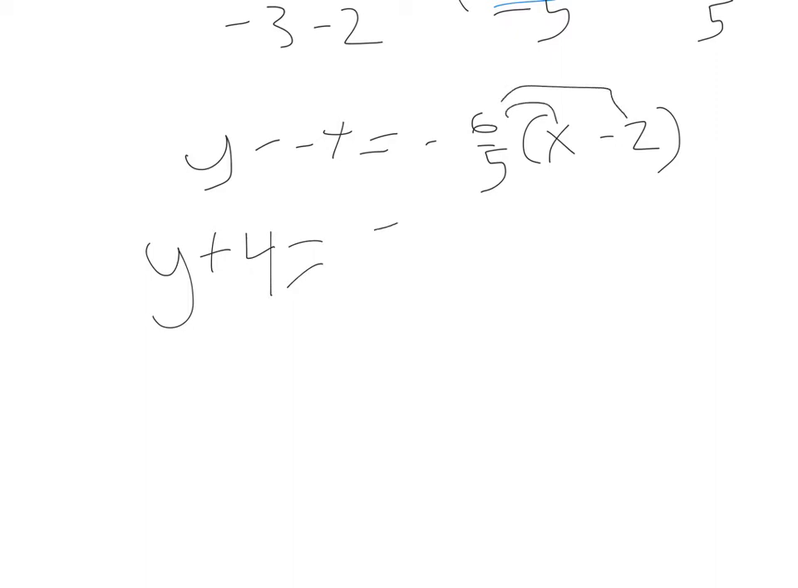If we distribute, we have negative 6 over 5 times x, and then negative 6/5 times negative 2. Since we have a negative times a negative, that would turn into addition, then 6/5 times 2, that would be 12/5. Now if you notice, both fractions have a denominator of 5, so we're going to multiply both the top and the bottom by 5.